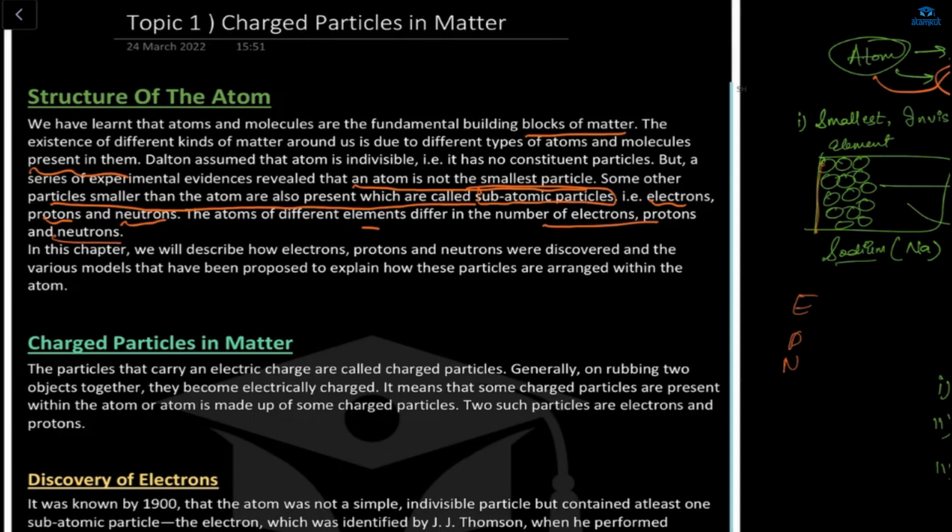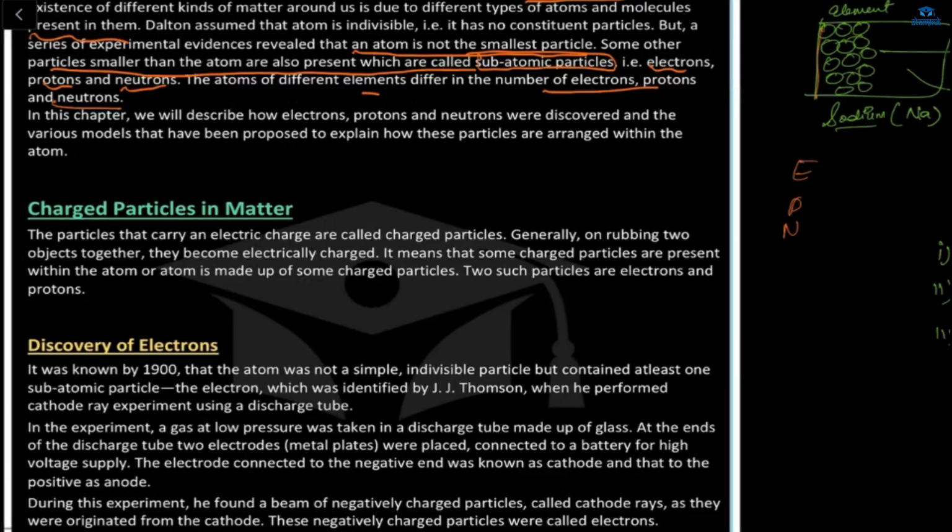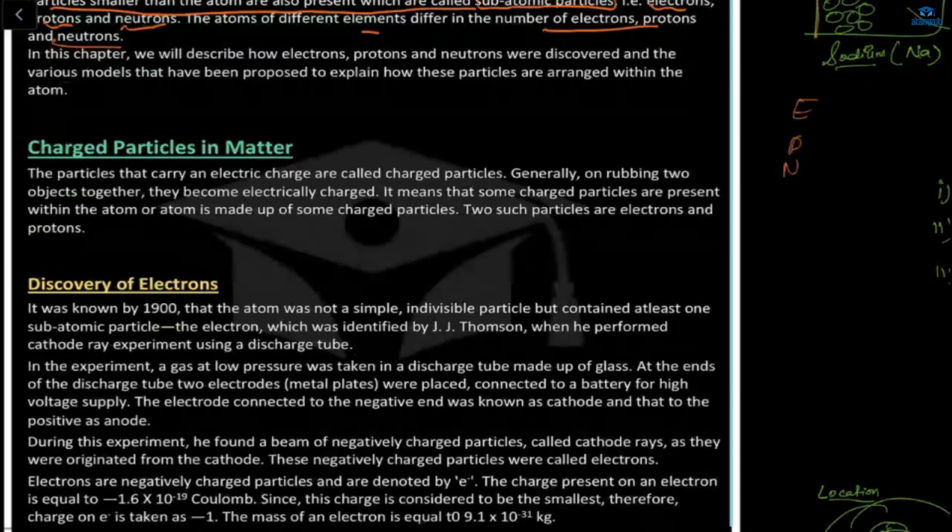So the atoms of different elements will have different numbers of electrons, protons, and neutrons. We already discussed that potassium, calcium, carbon, and sodium all have different electrons and different protons. Now, what is a charged particle in matter? The particles that carry an electric charge are known as charged particles.